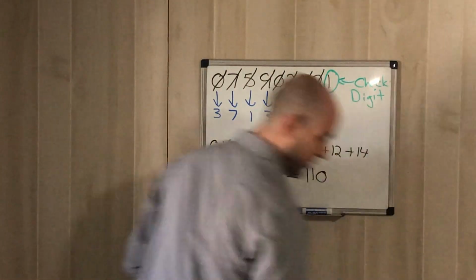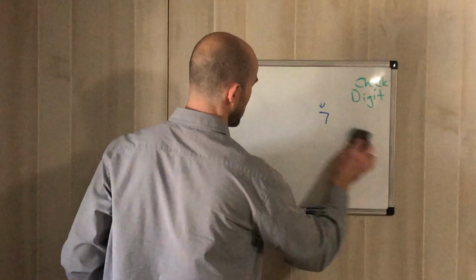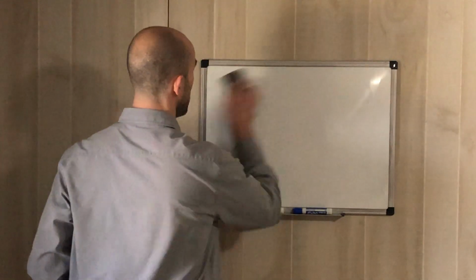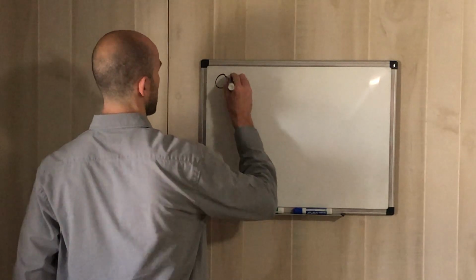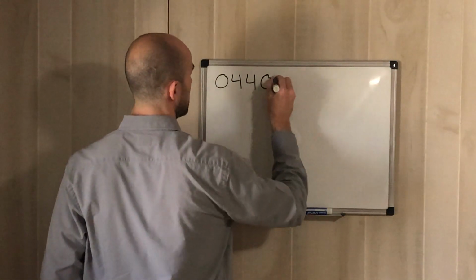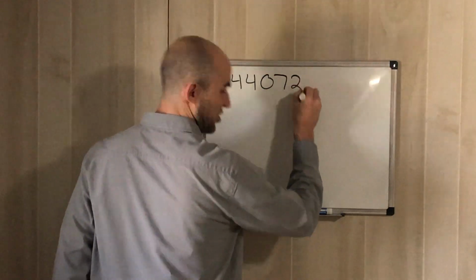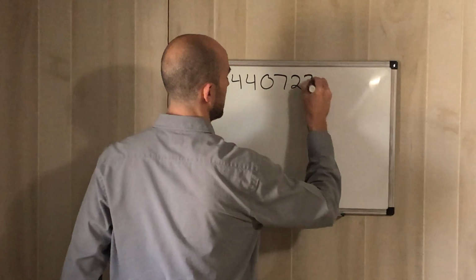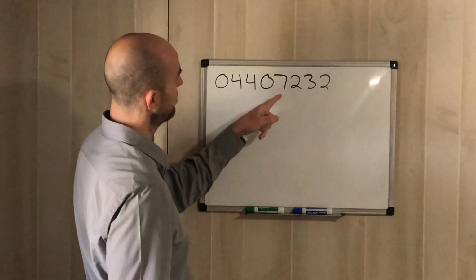Again, let's try another one, just so you can actually see it. Again, it's less work in the fact that we're actually adding up fewer numbers, but the pattern is more complicated than the last one. So let's say we have a routing number right now, 044 072 32.